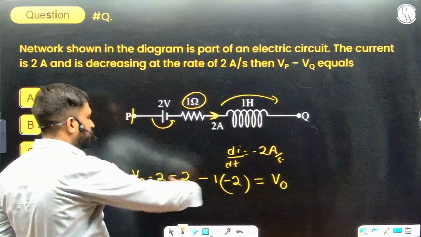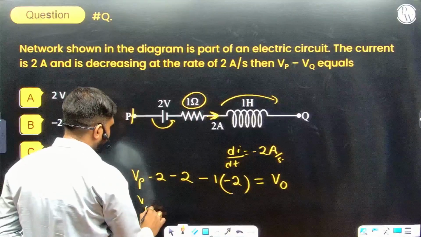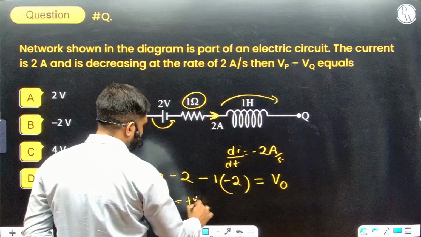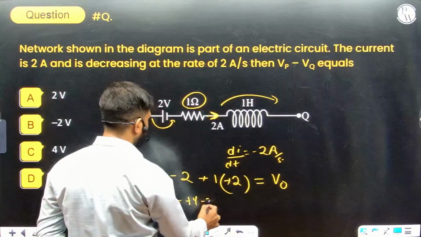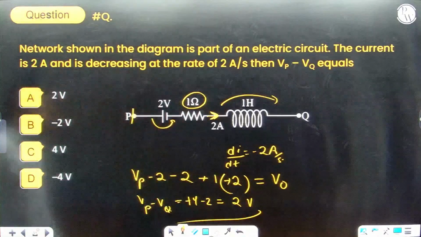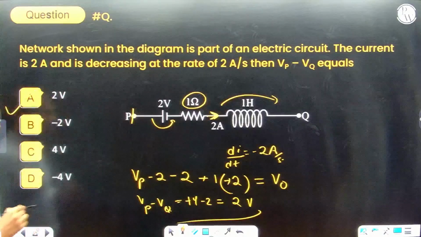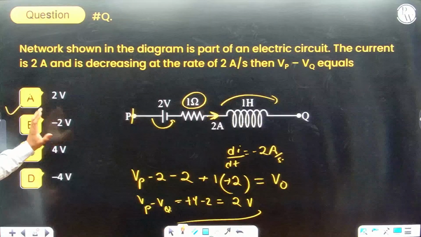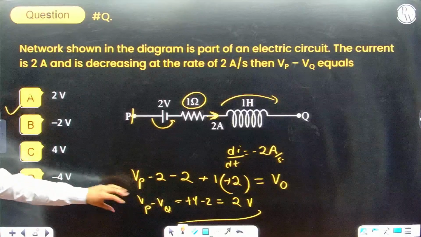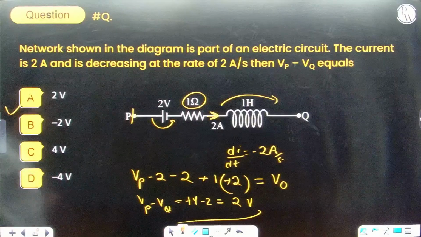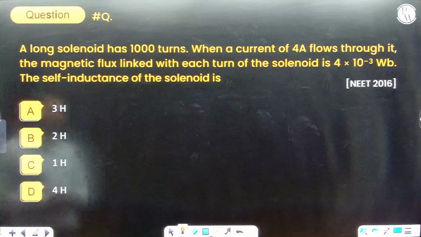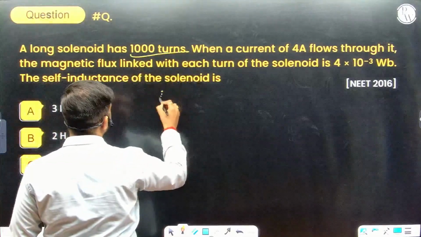So take everything on the other side, so Vp minus Vq. This minus minus becomes plus, so on that side it is minus 2, so it remains 2 volts. So Vp minus Vq is 2 volts. Again a very crucial point: the options are somewhat similar, and if we make a little mistake we can get the other option, which can just result in negative marking. Long solenoid has 1000 turns.